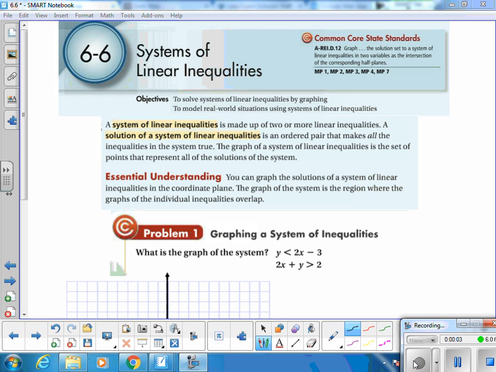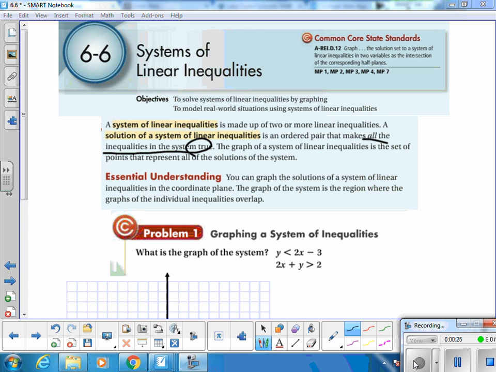Excellent. So now that we have solved systems, and now that we've looked at linear equations, and we've even graphed linear inequalities, let's go ahead and look at a system of linear inequalities, which is made up of two or more linear inequalities. A solution to a system of linear inequalities is an ordered pair that makes all the inequalities in the system true.